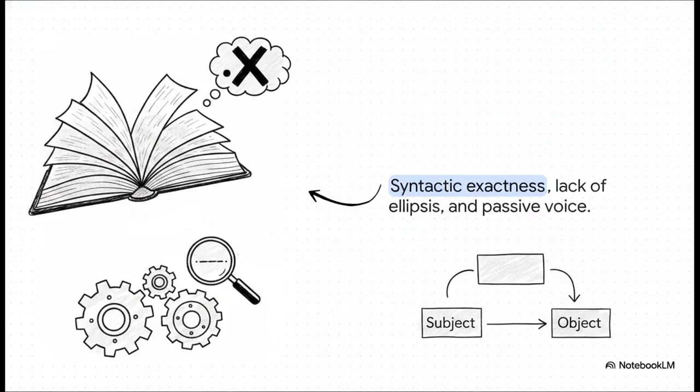Look at this specific rule from the textbook on syntactic exactness. It explicitly bans ellipsis. Now, ellipsis is just a fancy word for leaving words out. In daily life, we drop words from our sentences constantly because the context fills in the blanks for us. But in scientific writing, absolutely nothing is left to assumption. Every single element has to be fully stated to guarantee 100% clarity.